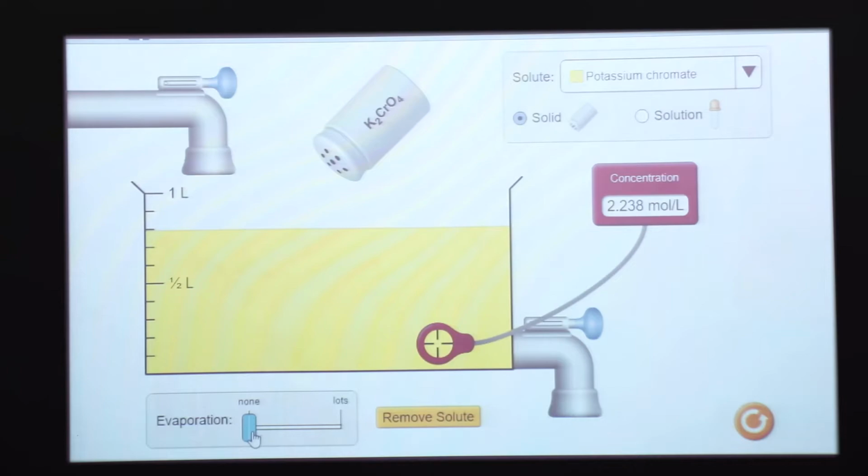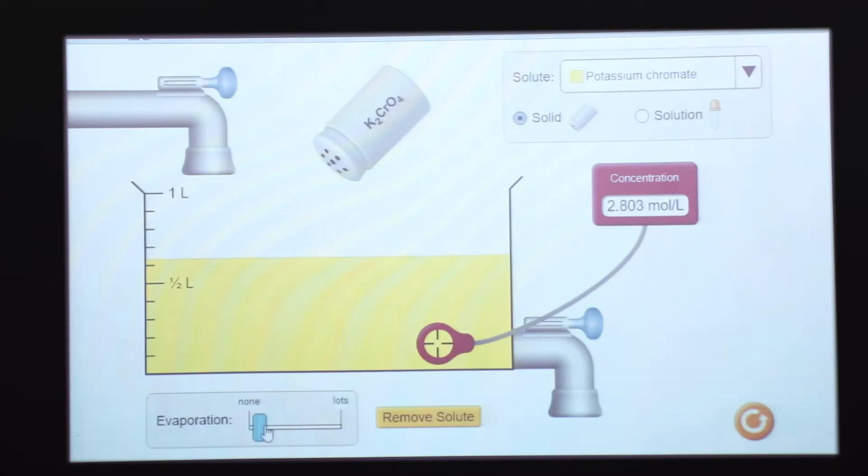Then we can slide the evaporation button here to see the variation of the concentration. Sliding, you can see the more the solution is evaporating, the more the concentration increases. So here the concentration is increasing as water is evaporating from the solution.